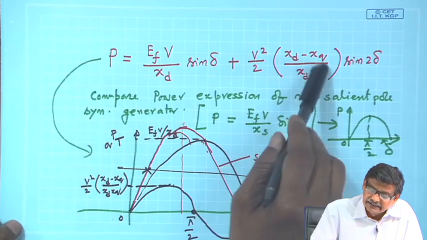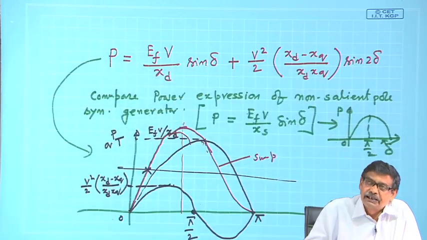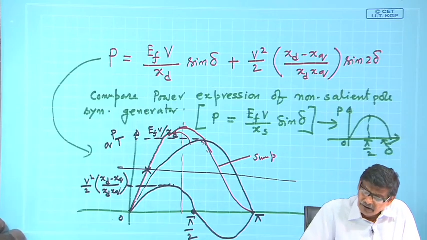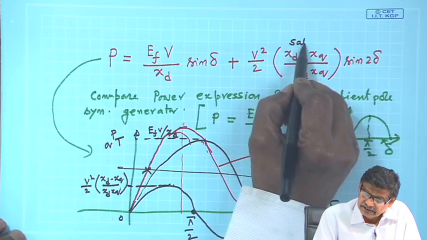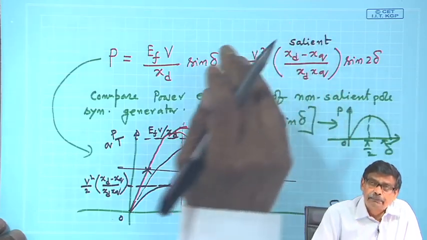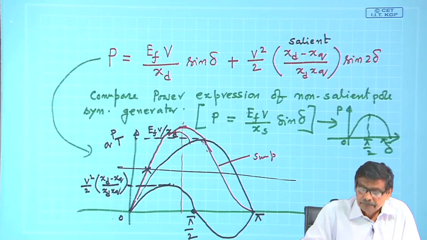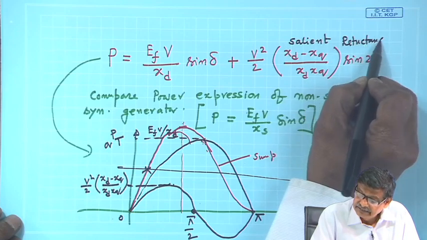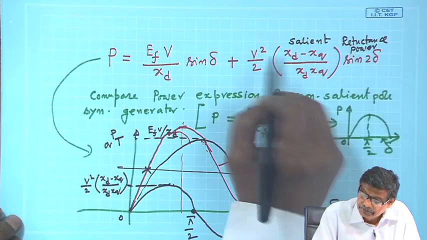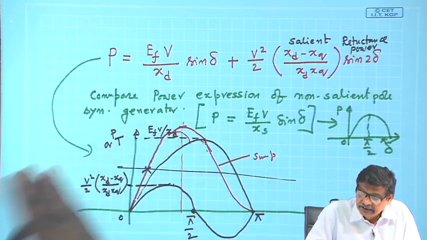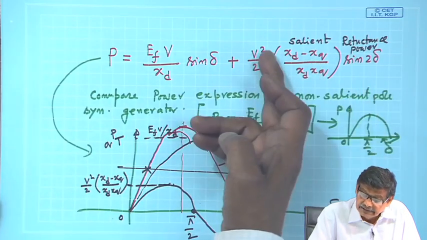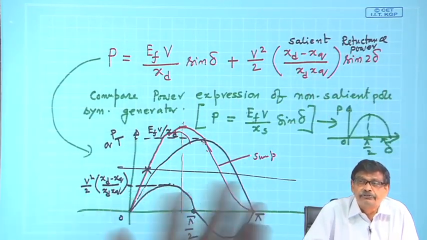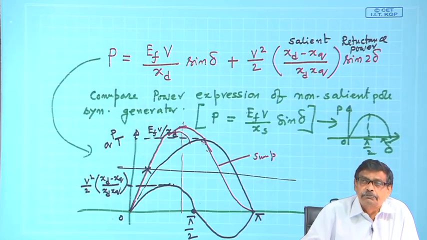But one interesting thing is that this equation tells me the second term is sometimes called the salient term. Because of saliency, this term is present. It is called reluctance power or torque. It is because X d and X q are different that you are getting this term. And this power does not depend on excitation E f; V is the terminal voltage, the bus voltage.